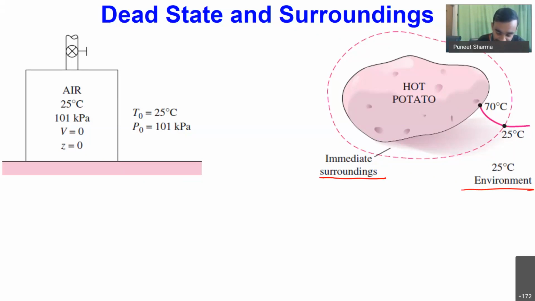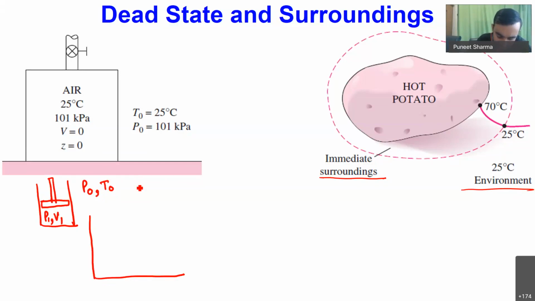Okay, now let me give you one example. Let us consider that we are having one piston cylinder system. In this piston cylinder system, let me consider that the initial pressure is P1 and the initial volume is V1. And let us consider that our surroundings have a pressure equal to P0 and a temperature equal to T0. Now what will be happening? I can expand this piston if I say that the initial pressure P1 is greater than P0.